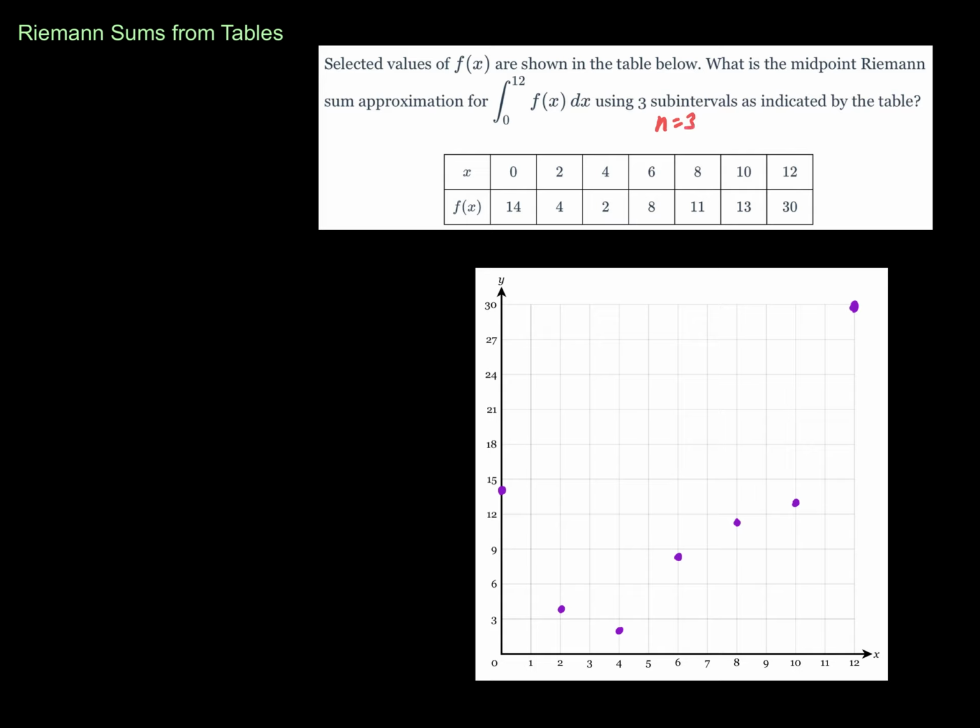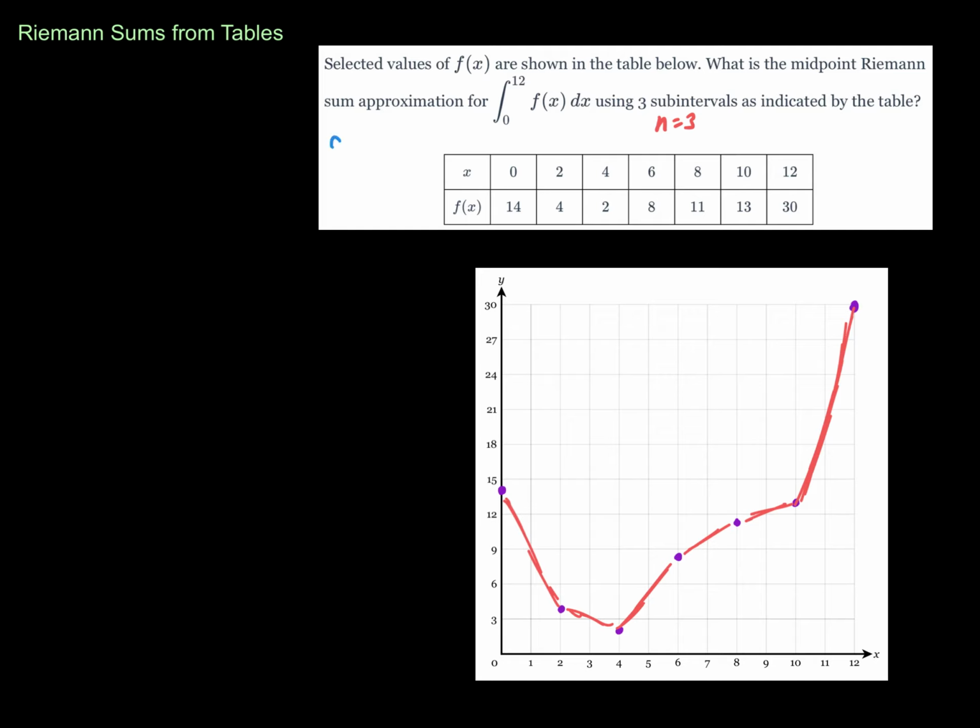Now notice how they give us a lot more points. So here's how you would handle this. Let's graph the points. I have them already here. And if I wanted to give myself a better visual, you don't have to connect the dots here, but I'm just going to give myself a visual. So say the graph does something like that. We're asked to break it up into 3 subintervals. Well, why don't we do this?